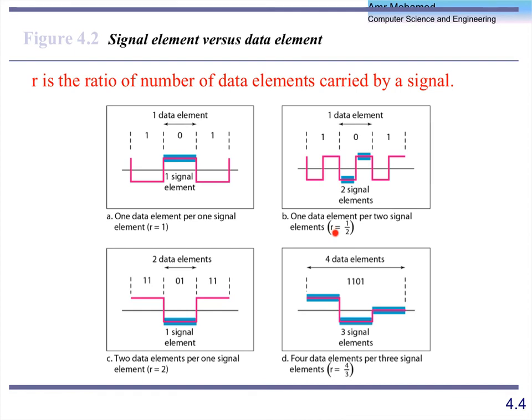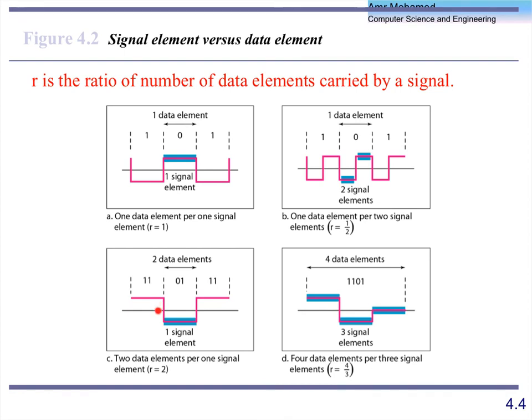So here the ratio between the number of data elements to the number of signal elements is half, 1/2. And this ratio is very important because it will help us later on to calculate so many things about this digital signal. What's very common is the baud rate. So you have dealt with baud rates at some point. To calculate the baud rate, this is the ratio that we need to take into consideration.